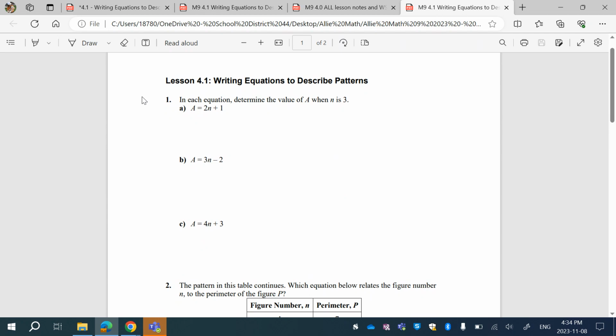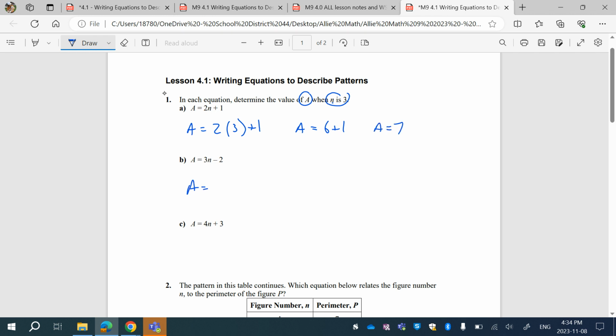So just to start, in each equation, determine the value of a when n is 3. So this is just substituting what is known and figuring out what is not known. So we're looking for a, and we do know that n equals 3. So we're just going to substitute 3 for n and solve. So a equals 2 times 3 plus 1. So a equals 6 plus 1. A equals 7.